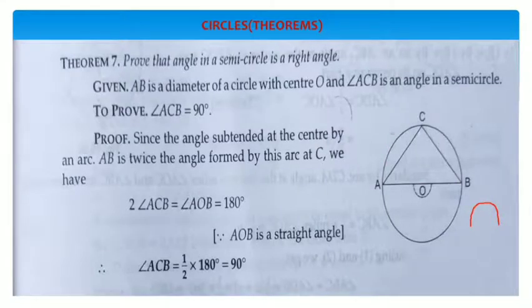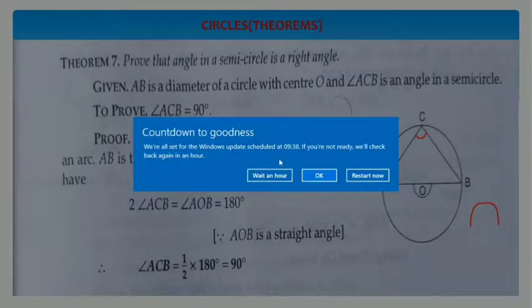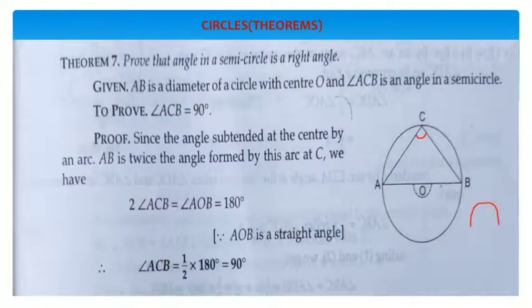Now on this semicircle, if we take any point, suppose we have taken C and we have joined it with A and B, like AC and BC. So we are getting one angle here. Because this angle is made by this semicircle, and AB is the diameter of the circle, this half part is a semicircle. So this angle C is made on a semicircle. The theorem is saying that this angle should be 90 degrees. So let me prove it.